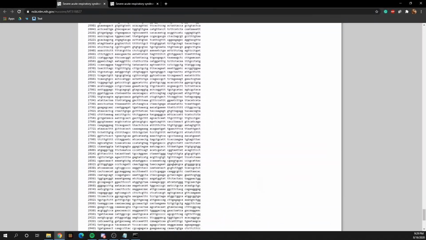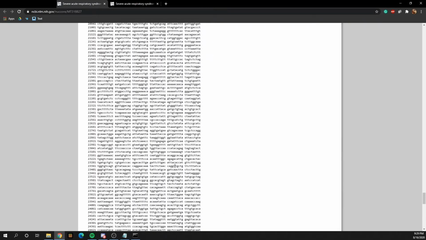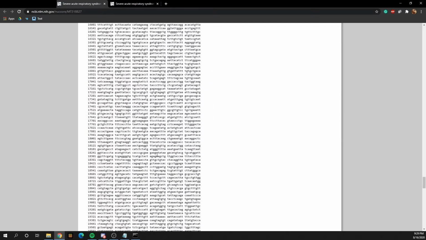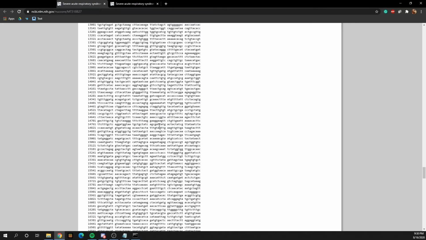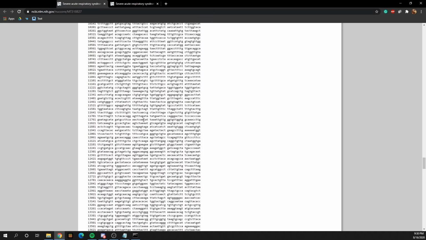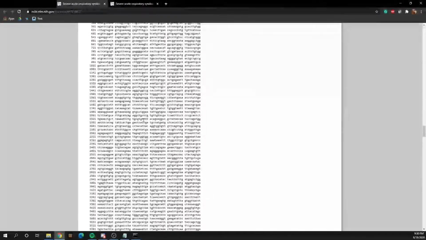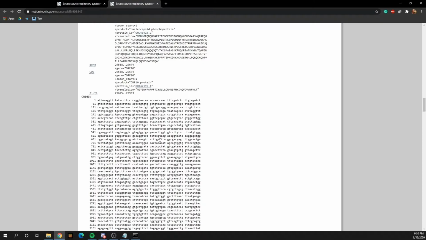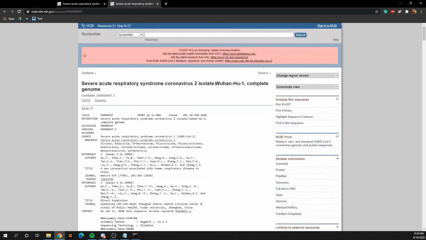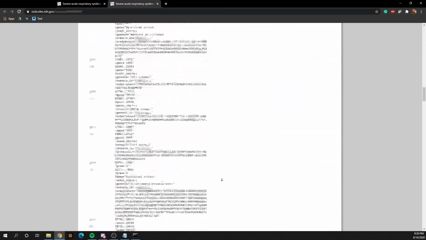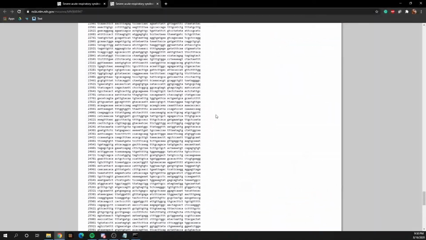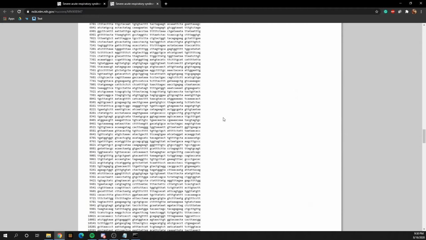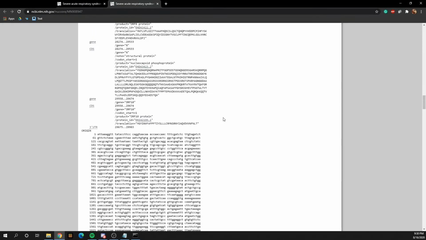So the project was I had to compare two coronavirus genes and see if they were different. So this is the first one. The second coronavirus gene is this one. It's from Wuhan, around December 2019. And then they had these genes.